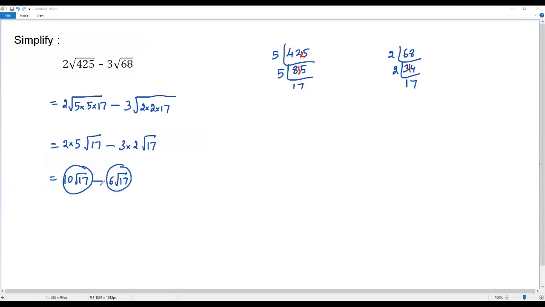Here, these two are like square roots because we have the same number inside the square root. When I subtract 6 square root of 17 from 10 square root of 17, I am getting 4 square root of 17. This is a simplification of the given numerical expression. Okay, let's move to the next question.